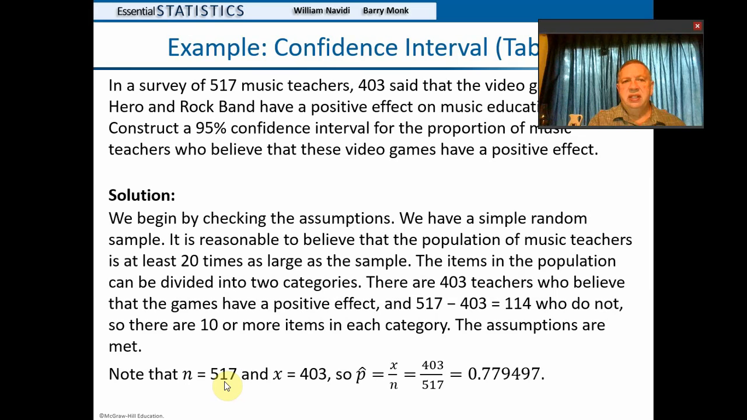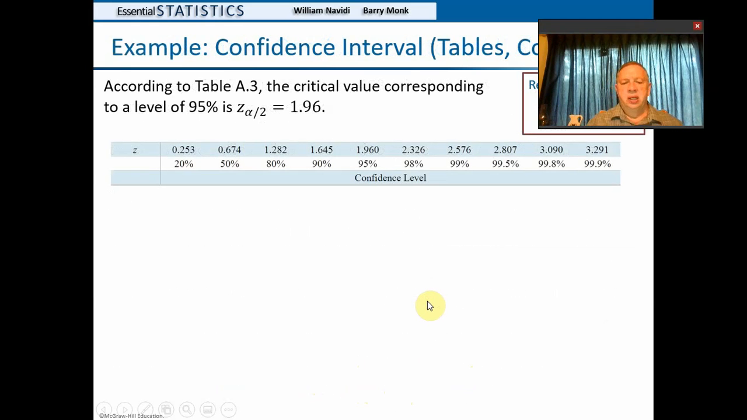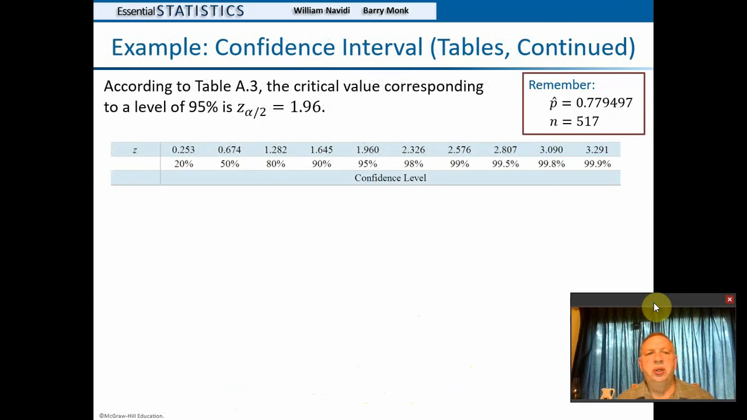We had 517. The X that believed it had a positive effect was 403. So our P hat, X divided by N, 403 over 517 is 0.779497. So that's our P hat, our sample proportion. Again, we're going back to the normal table for this one, and we will do 95% confidence. I come down here and say the critical value is going to be 1.96.